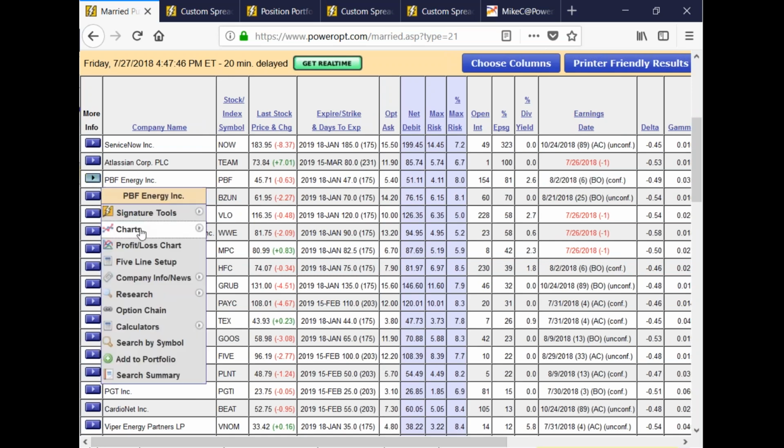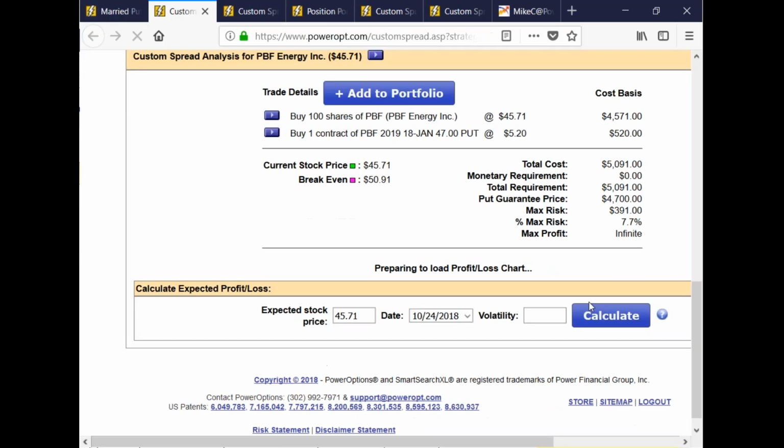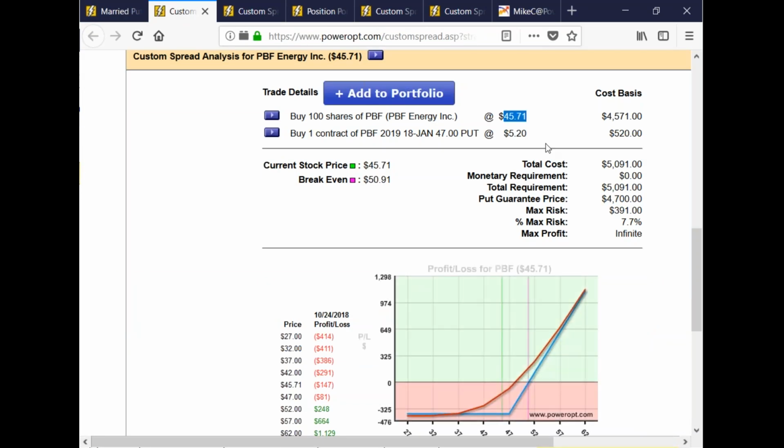We'll go PBF. And this one here would buy stock at 45.71. Earnings coming out in a few days, 6 days. I should have reviewed that when I was there. Ernie's going to be mad at me that I didn't show you the new feature on the site right now, but I'll get back to that in a minute. So buying the January 47 put for 520 gives me a max risk of 7.7%.